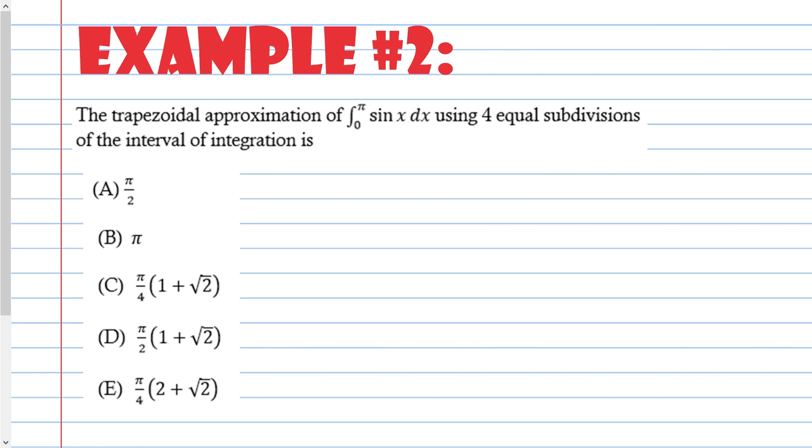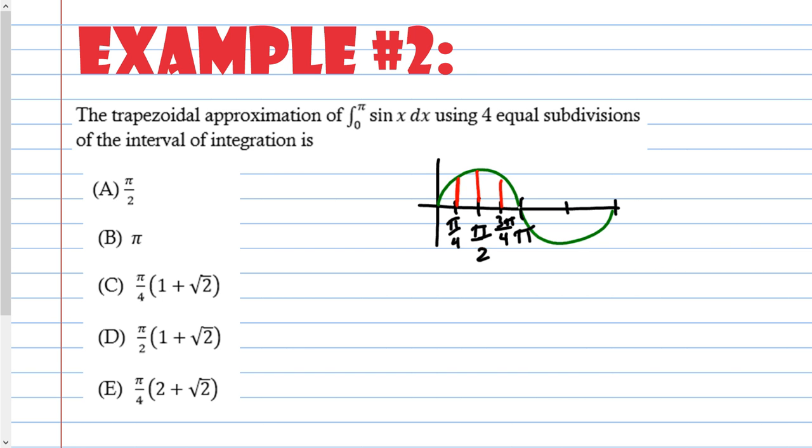Okay, example 2, the trapezoidal approximation of the integral from 0 to pi of sine x dx using 4 equal subdivisions on the interval of integration is. So let me sketch this out real quick. I think that's the best my picture is going to get. Okay, so we're using trapezoids from 0 to pi. There's 4 of them. I divided this up evenly. So it's going to look something like this. And then there's another trapezoid, and then here's another one, and here's another one.